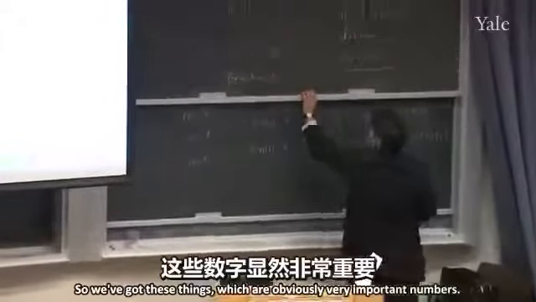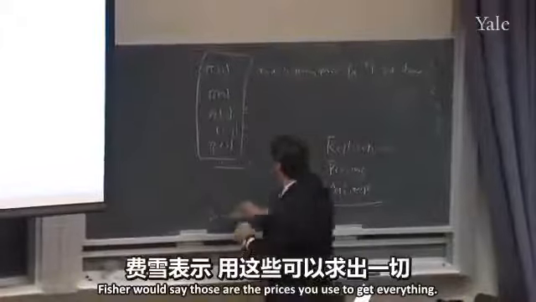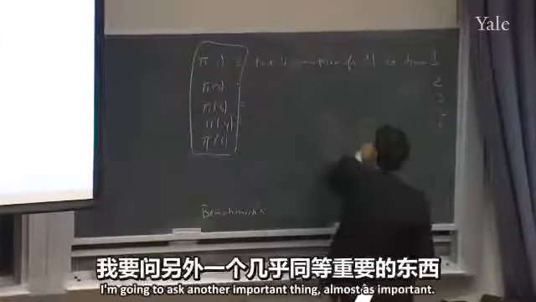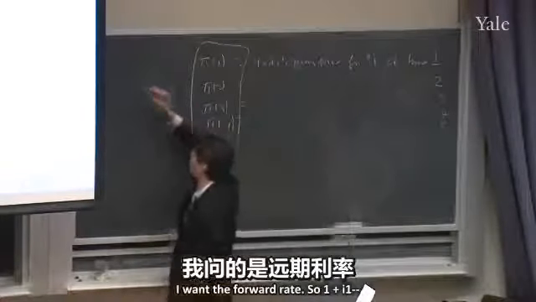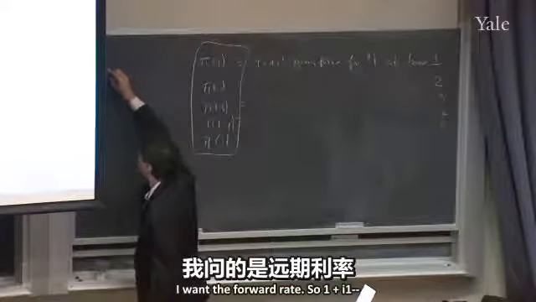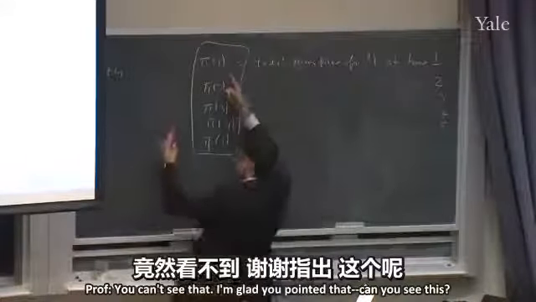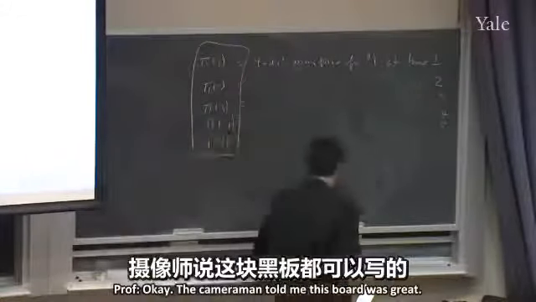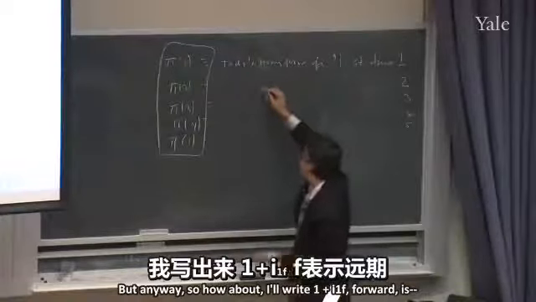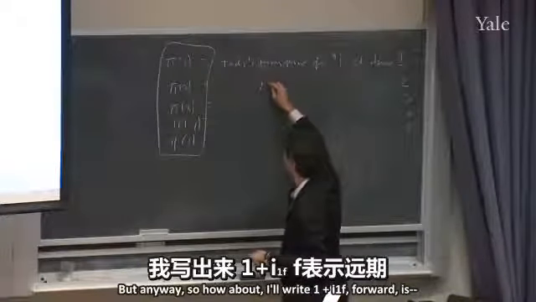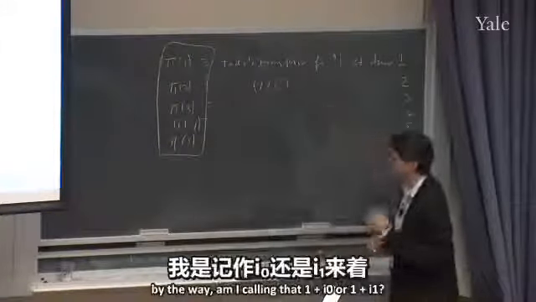Okay, so we've got these things. They're obviously very important numbers. Fisher would say those are the prices you use to get everything. But now I'm going to ask another important thing, almost as important. I want the forward rate. So 1 plus I1. You can't see that? I'm glad you pointed that out. Can you see this? Okay. The cameraman told me this board was great. But anyway, I'll write 1 plus I1 forward.